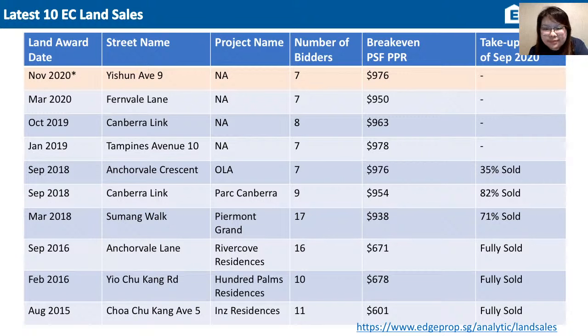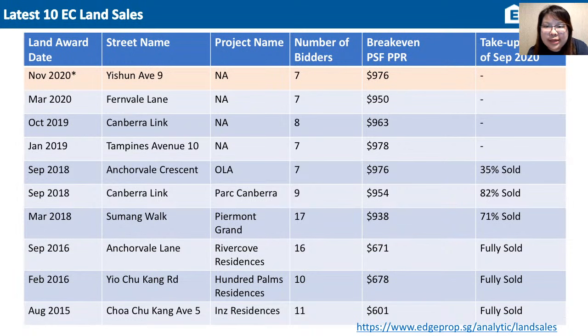And then from March onwards, there was a jump. From March onwards, all the launches started to break even at 900 plus per square foot. And you will also notice that that also affects the take-up rate. Those that were launched from River Cove and earlier were all fully sold already. Of course, they were launched earlier, but chances are that prices were also more attractive.